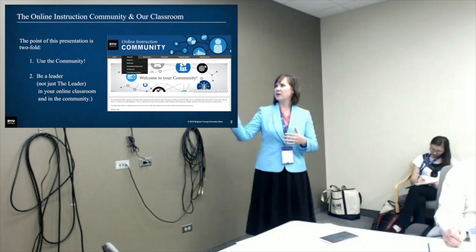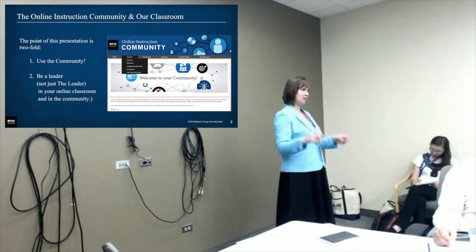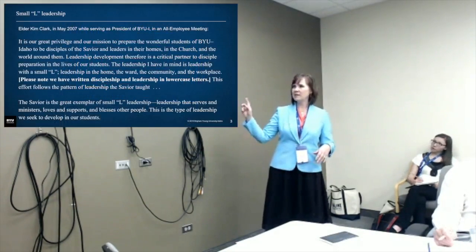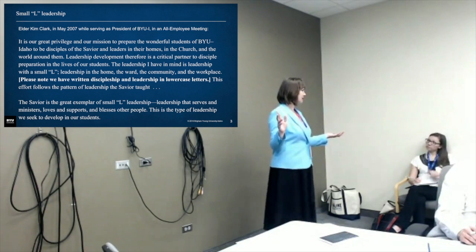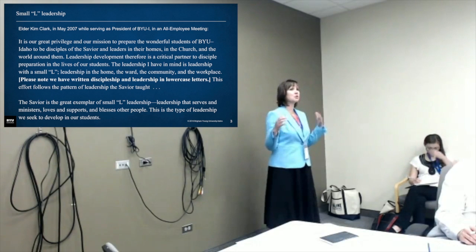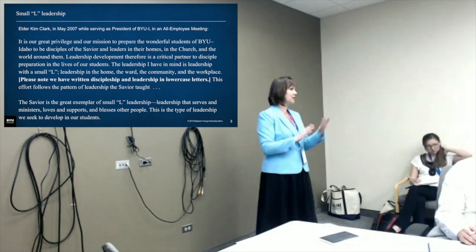And we're going to talk about what it means to be a leader, a small L leader, not a big L leader of the classroom. So basically, we heard this morning from President Gilbert. The idea is that we are disciple leaders. We're training disciple leaders. And he referred to the talk from President Eyring in Temple on the Hill.